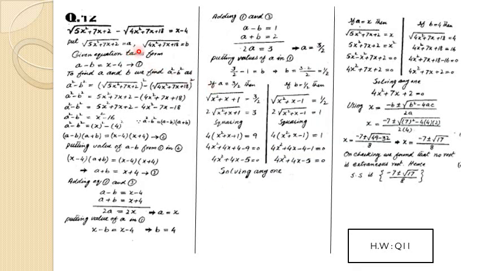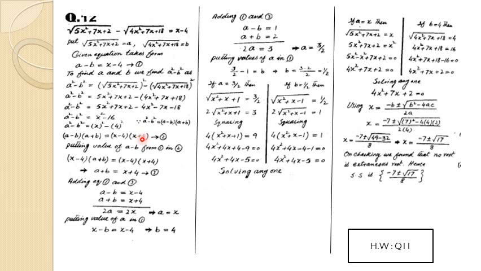Question number 12 is again the same thing. You can see that this is a, this is b. So a minus b is equal to x minus 4. To find a and b, we find a square minus b square. A square minus b square, so means you can see that square root cancels, square root cancels. This is minus, and the answer is a square minus b square is x square minus 16. A minus b plus b is equal to x minus 4 plus 4.